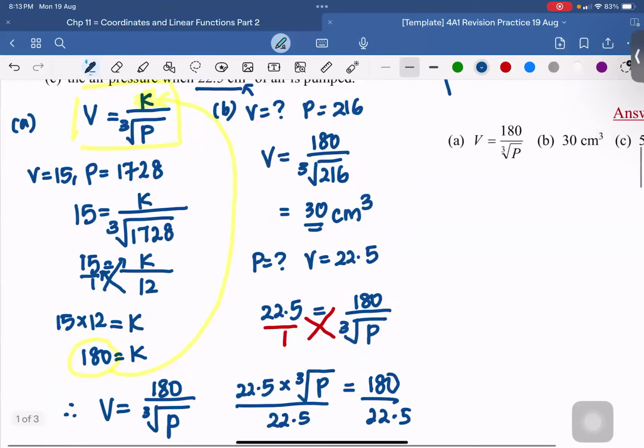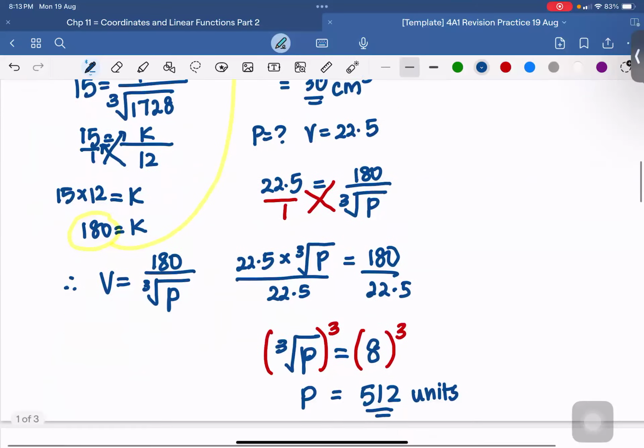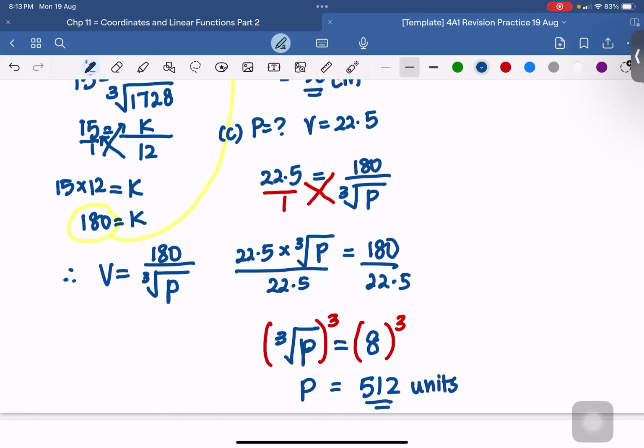Any problem with this question? Is this okay? This one is part C. So far, so good? This one can? Okay, no reaction.